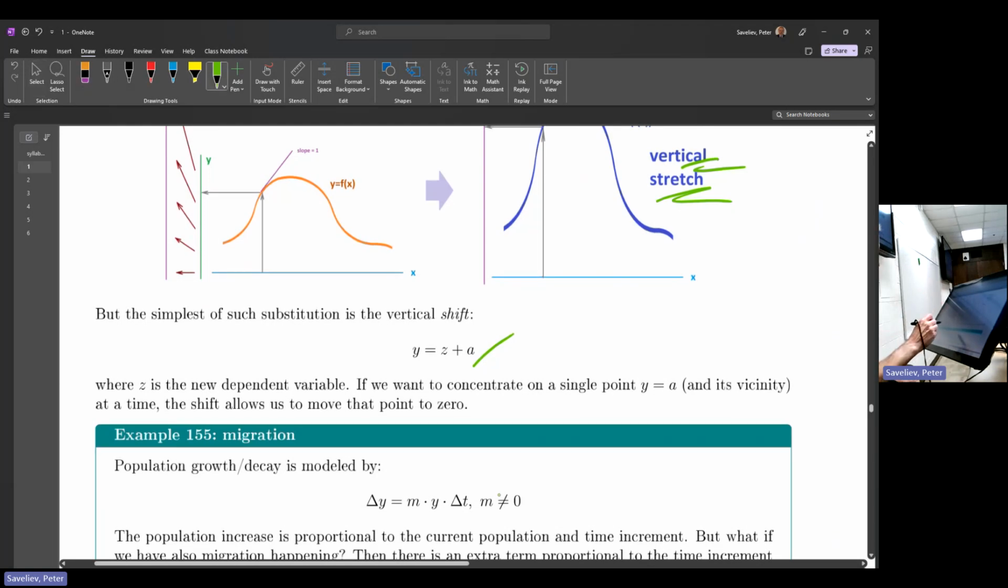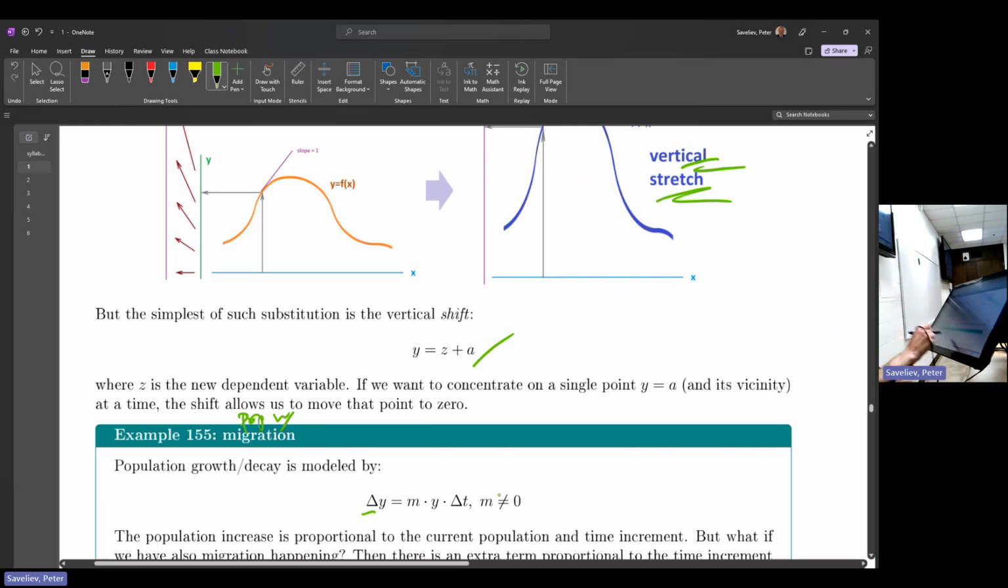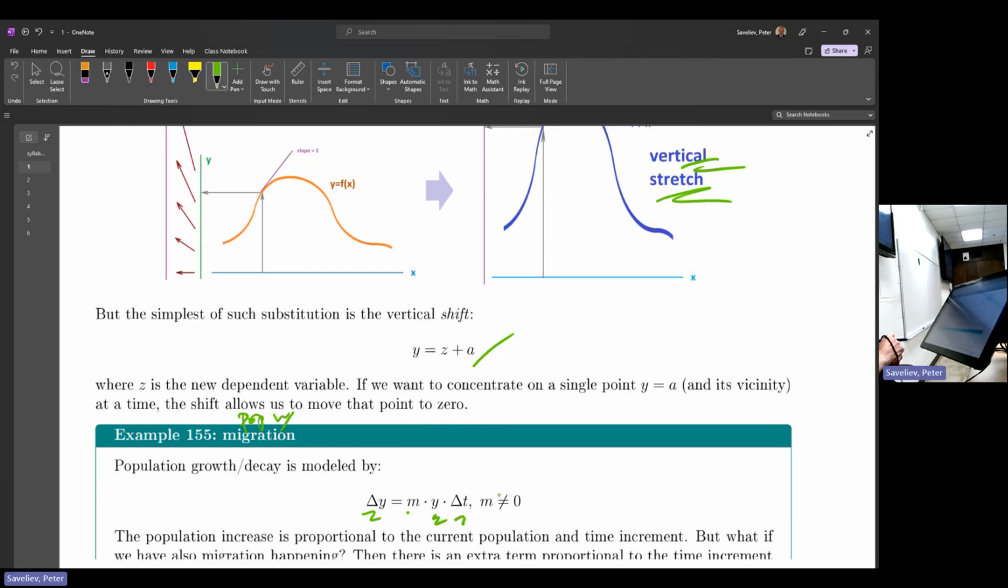So, population with migration. We have had the population model before, which is right here, as you can see. The change of the population is proportional, with coefficient m, to the population as well as the period of time. So m could be positive or negative, producing either population growth or population decay.